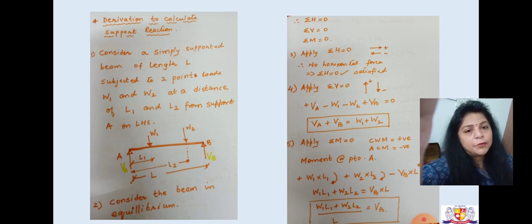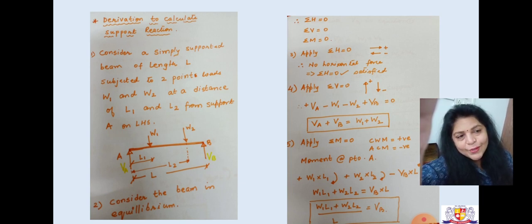Now if you look at the system or the diagram, there is no horizontal force acting. So when no horizontal force is acting, that means the horizontal condition is already satisfied. Now we come to the second condition of equilibrium.